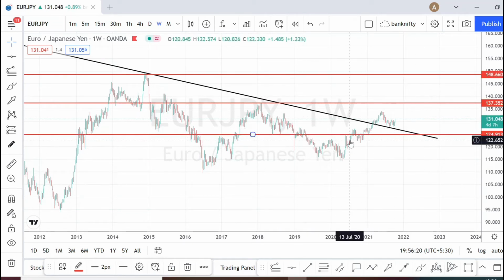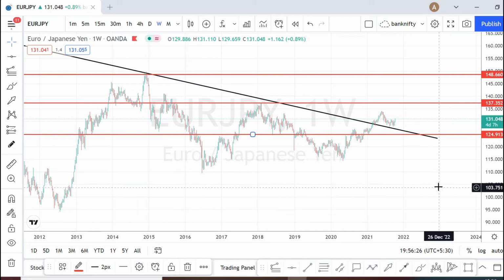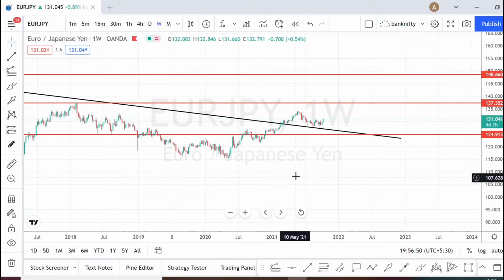Support on weekly time frame is going to be over here. And if this support is broken, we can see the downtrend to continue. So presently it has started its uptrend. Let us do the analysis in daily time frame.